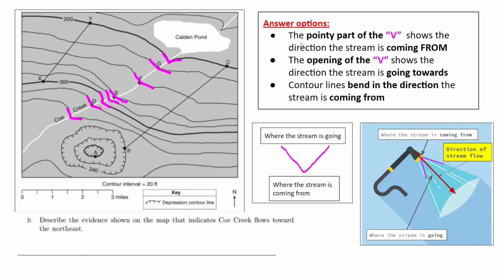But what I would like you to say is the pointy part of the V shows the direction the stream is coming from, and the opening of the V shows the direction the stream is going towards. You can also say contour lines bend in the direction the stream is coming from.